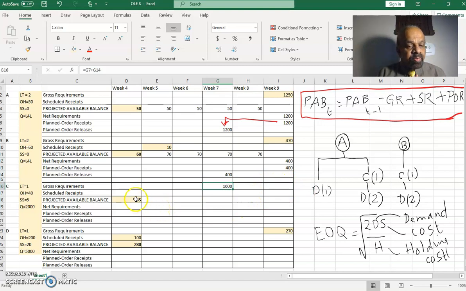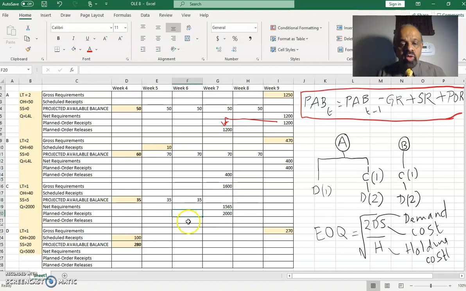So let's start with C. I start out with 35, and it is going to be the same 35 here because I don't have any scheduled receipts or gross requirements. However, when I come to week 7, I need 1600. I have 35. What is my net requirements now? It will be 1600 minus 35, which is 1565. That is my net requirements. But can I buy 1565 units? Nope, because my order quantity is 2,000. I have to order only in 2,000. So I can order 2,000 here.